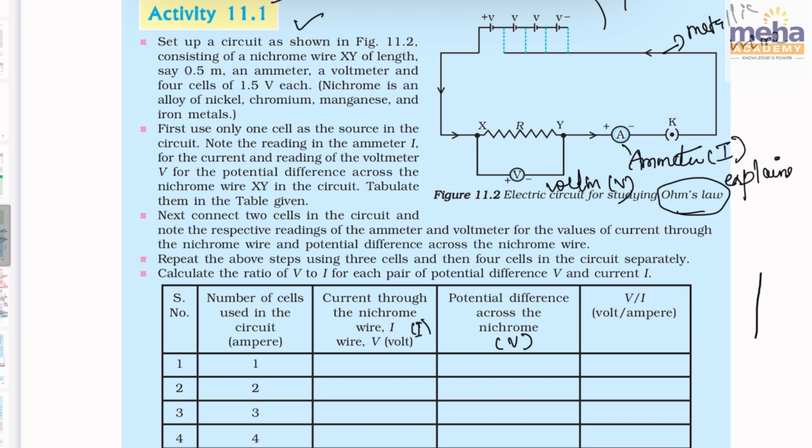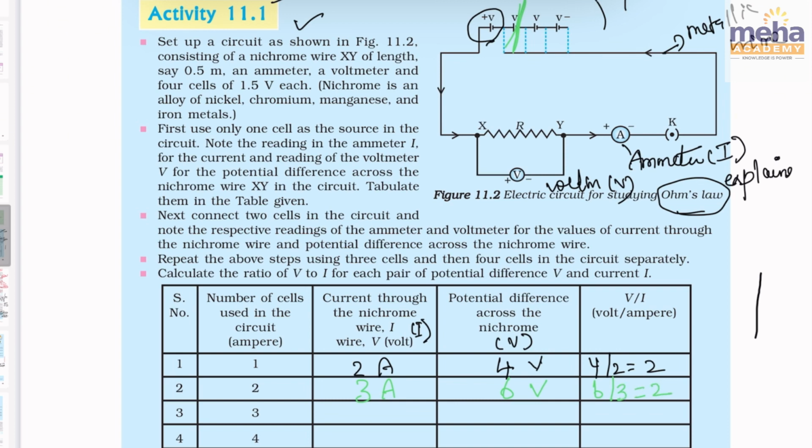Here I take I. Now first I do the first cell. I connect one cell. When I connect one cell, consider the current is 2 amps and the voltage you find across the voltmeter is 4 volts. So according to the formula, V by I, we get 4 over 2, that is 2. Then I increase the number of cells to 2. Consider that time the current is increasing to 3 amps and the voltage is increasing to 6 volts. You find the potential difference using the voltmeter. So again V by I, 6 over 3, that would be 2.